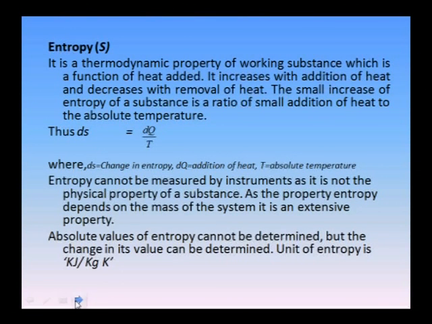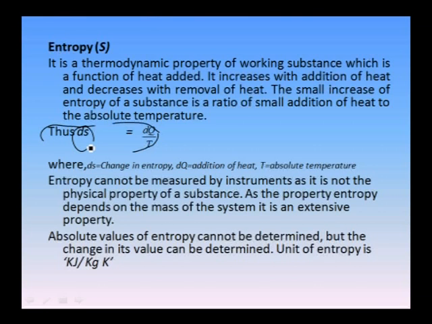Next, the definition of entropy. It is a thermodynamic property of working substance which is a function of heat added. It increases with addition of heat and decreases with removal of heat. The small increase of entropy of a substance is the ratio of a small addition of heat to the absolute temperature. It is indicated by the formula ds is equal to dq by T, where ds is change in entropy, dq is addition of heat, T is the absolute temperature.